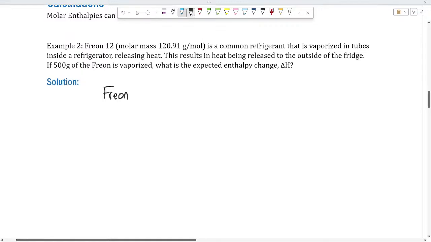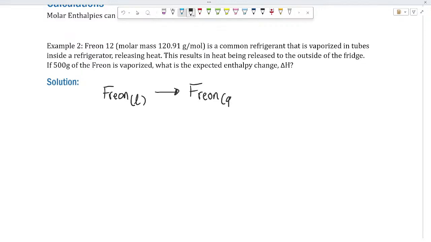Anyway, what we're given here then is Freon 12, which I'm just going to say is Freon in its liquid state goes to Freon in its gaseous state. And when it does that, it has to absorb energy. How much energy? We said on the previous page, the delta H is what?